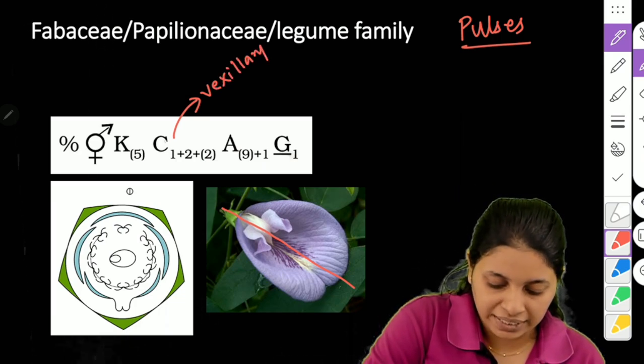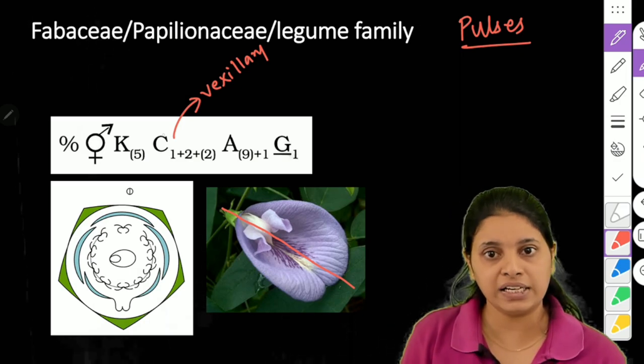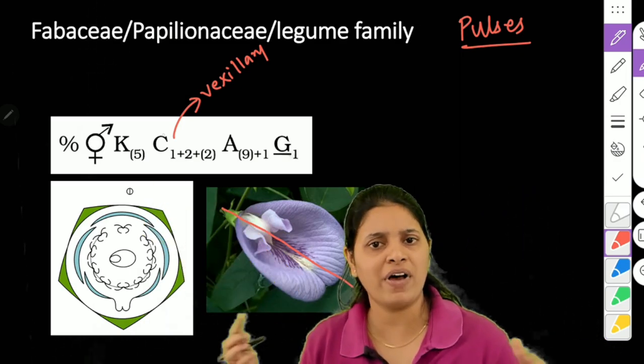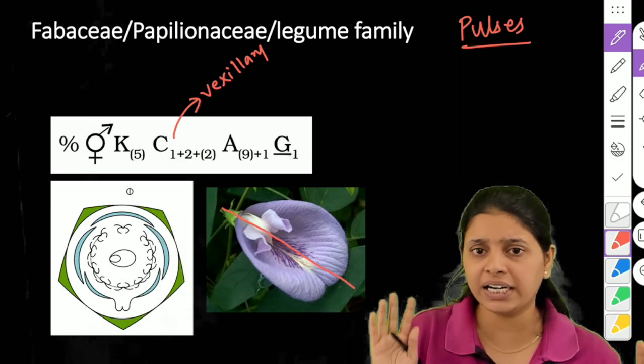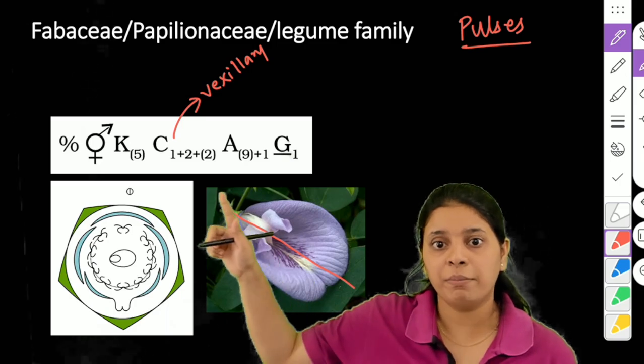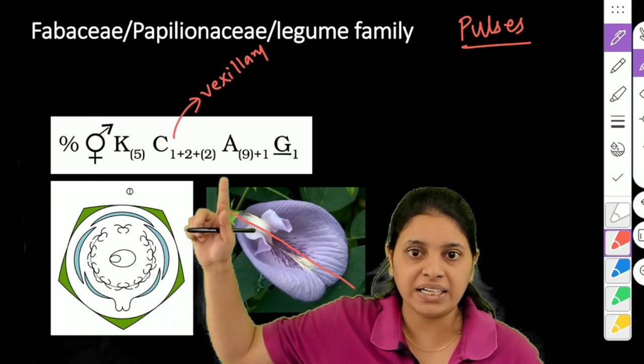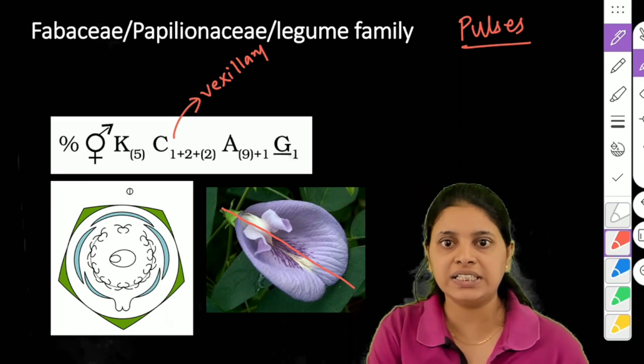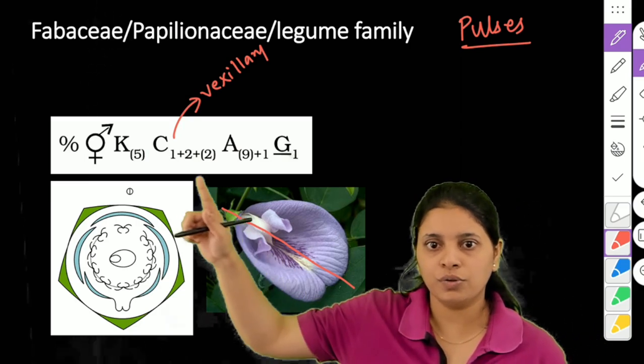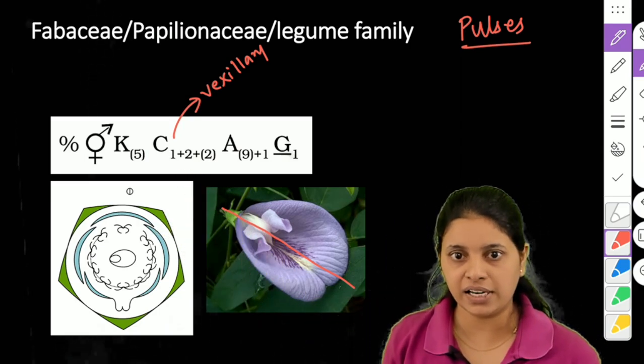So the petals basically show vexillary estivation. The sepals may show valvate or imbricate estivation, depends on the species. But a very important character of Fabaceae is that the petals, the corolla, will show vexillary estivation, right? So that is why we have represented it like this.